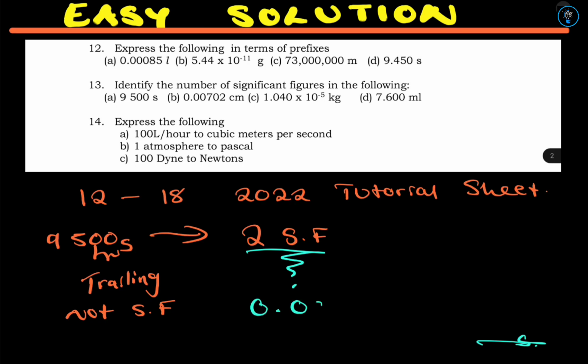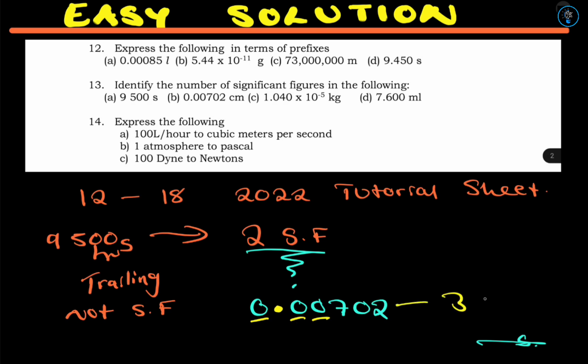The next question is 0.00702. For this number, we have a rule that states leading zeros are not significant. Leading zeros are zeros before a non-zero integer, and they are not significant. Regardless of the decimal point there, leading zeros are not significant, so they won't be counted.